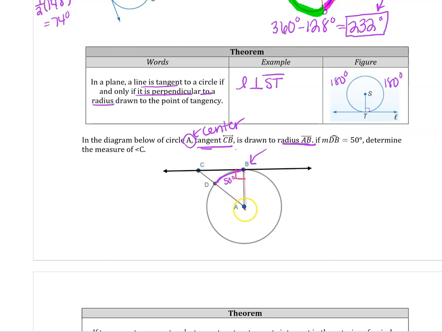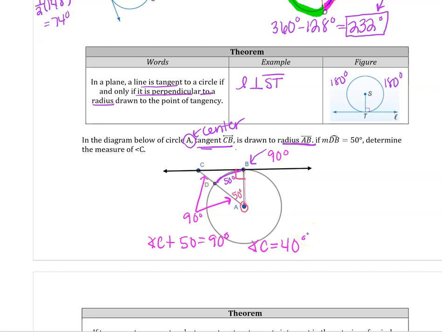Now, if this is the center of the circle A, that means angle A is a central angle, which is 50 degrees. Now, you know 180 degrees is the sum of the interior angles of a triangle. Or recognize that if this is 90 degrees right there, then these two angles must sum to 90 degrees. I'm going to do it the latter way, where I say angle C plus 50 equals 90 degrees. So angle C must be 40 degrees.